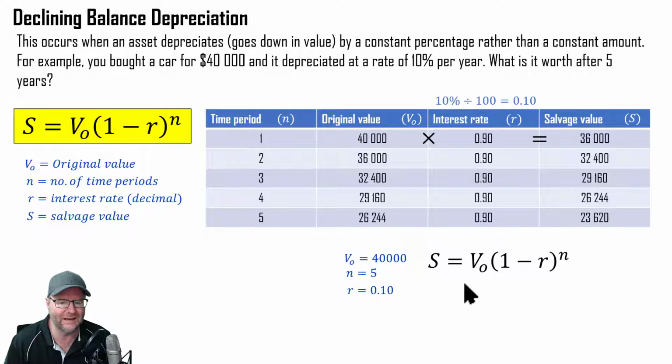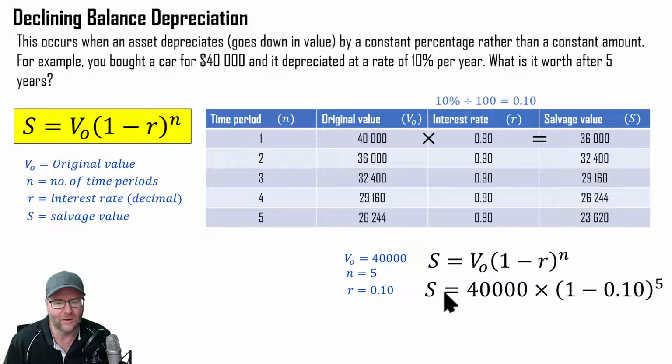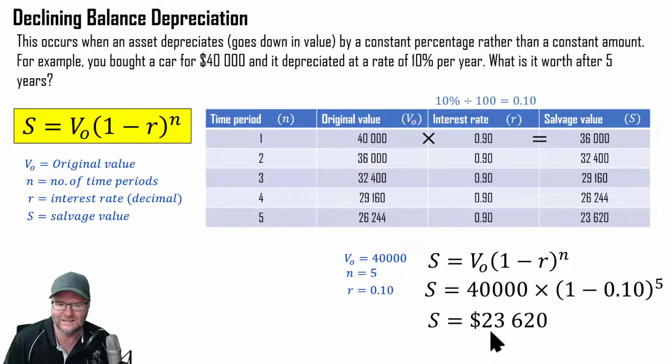So let's go ahead now and just simply substitute each of those values into our equation. So our equation becomes this now. The salvage value equals 40,000 times 1 minus the rate, which is 0.1, all to the power of 5. Punch that into your calculator and we get a value of 23,620. Lo and behold, that's exactly the same as what we got when we did the table. Much quicker, obviously, much easier to use this equation right here.